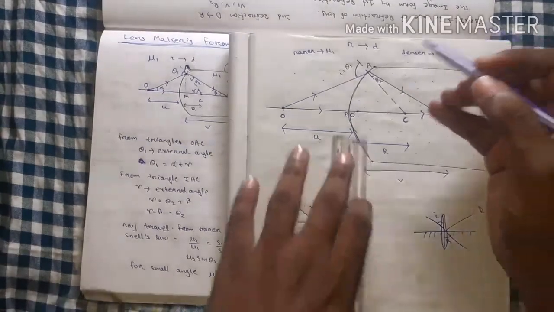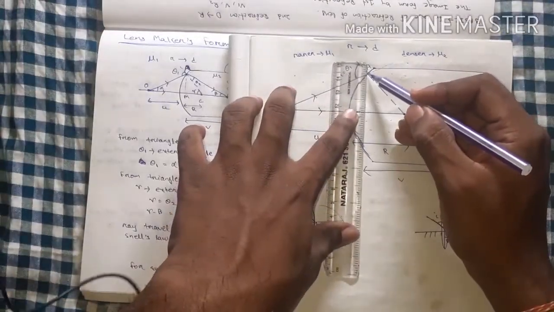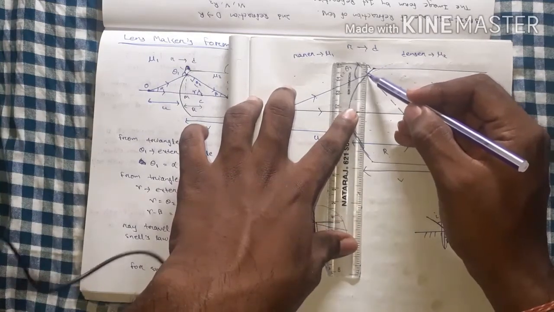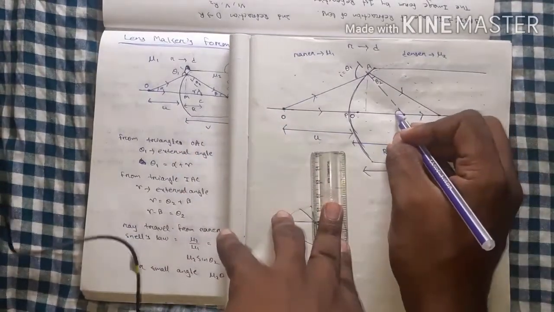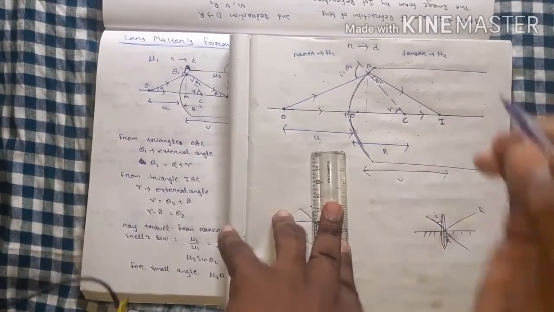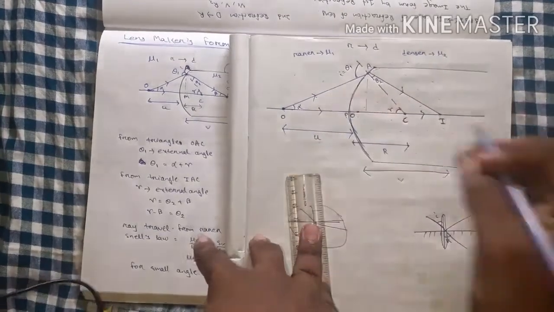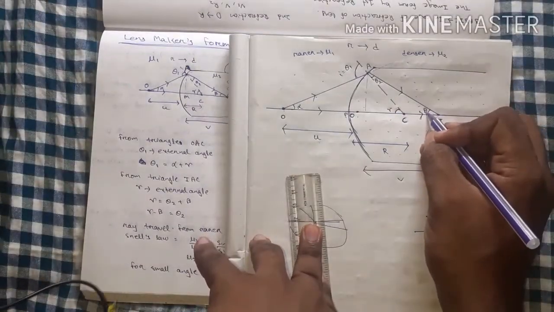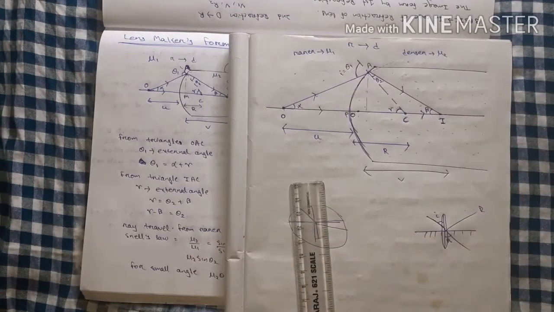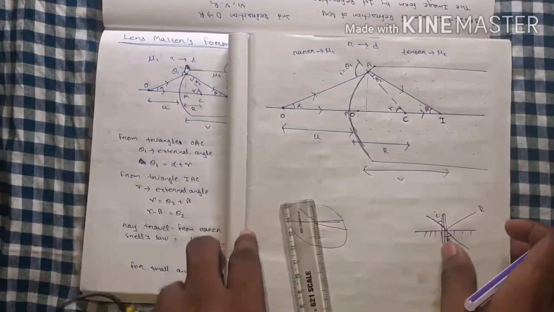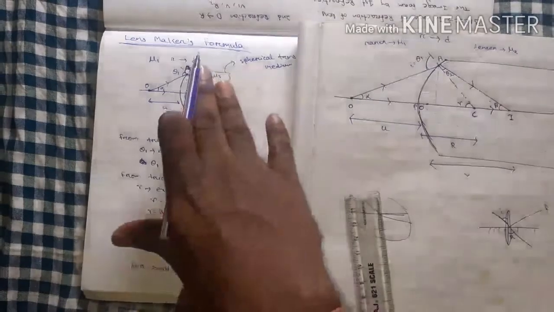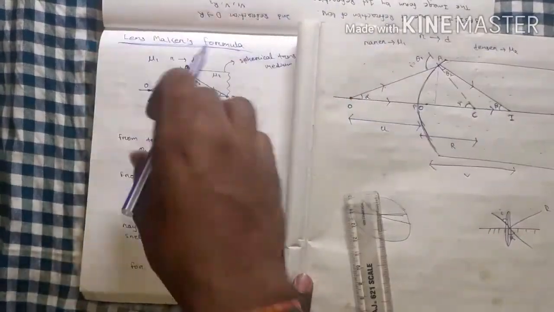Then let's join a perpendicular from the position of A, and take these angles as gamma, alpha and beta. Why? To derive a simple formula. Nothing to worry about. Then listen, now we start our topic. This is a small diagram of this.